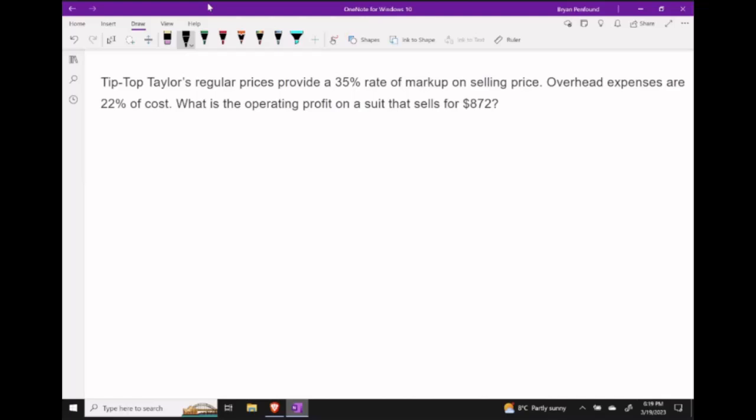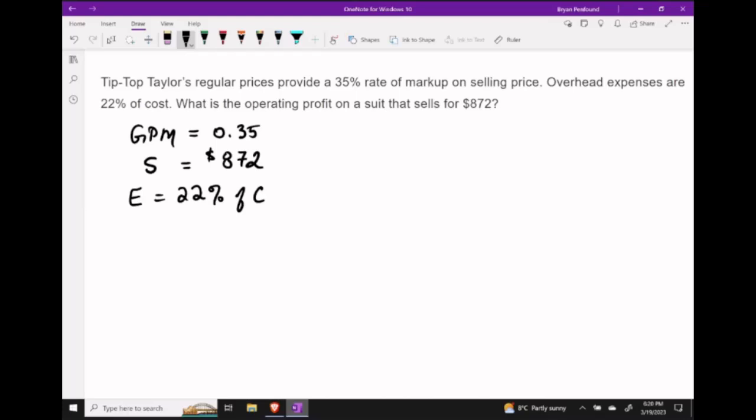So let's go ahead and start writing down some of the information that we know. We are given the gross profit margin, or the rate of markup on the selling price. That should be 0.35 or 35%. We also know the selling price of our suit is $872. And then finally, we know that overhead expenses are 22% of the cost price.